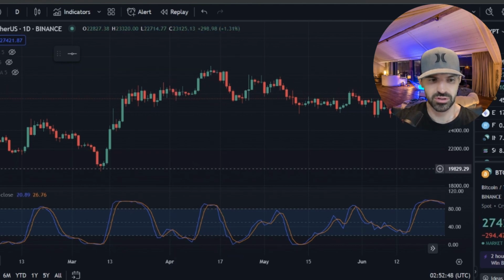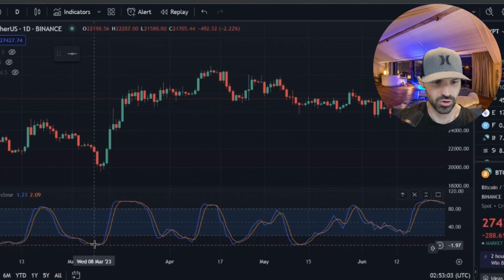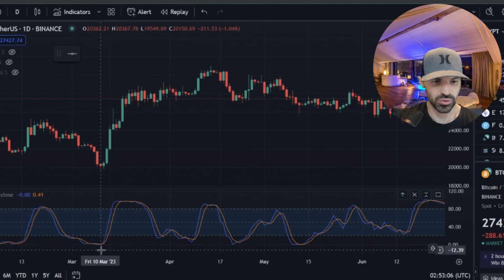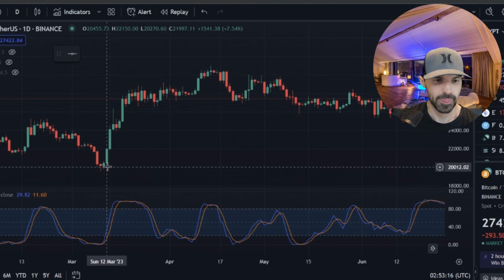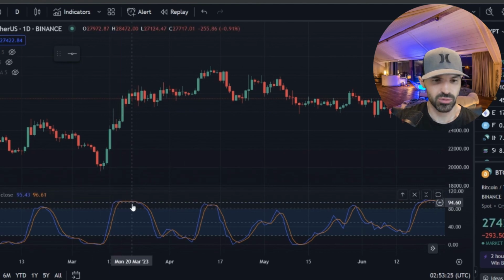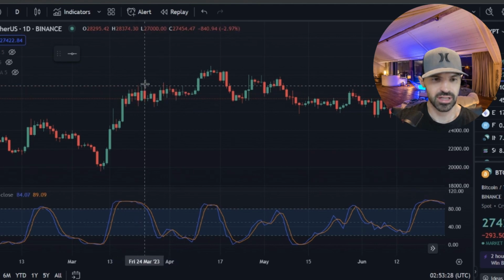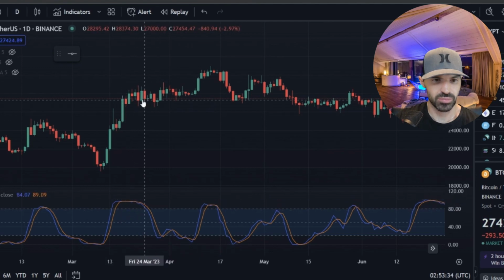How traders would use the stochastic RSI would be when the blue line crosses over the orange line. This is commonly known as a buy signal. As you can see here in the indicator, the blue line crosses over the orange line, and in the chart, price shot up higher. And again, when the blue line crosses down below the orange line, this is usually a sell signal. Here it crossed, but the price just ranged sideways, so it didn't exactly work there.